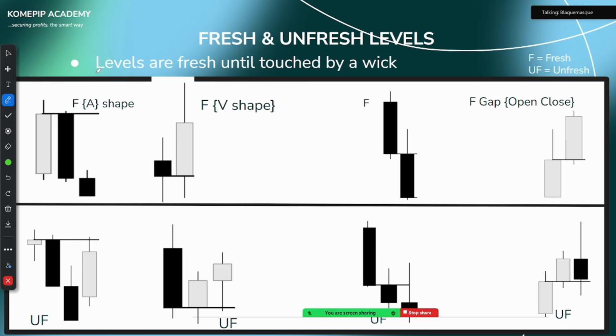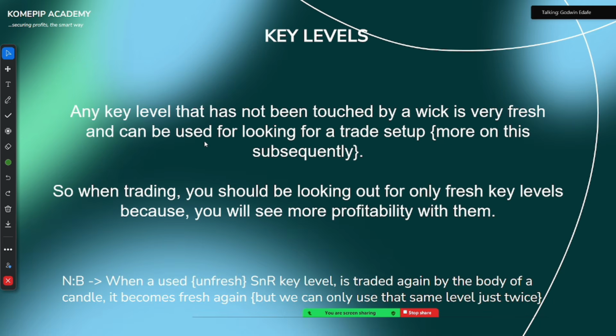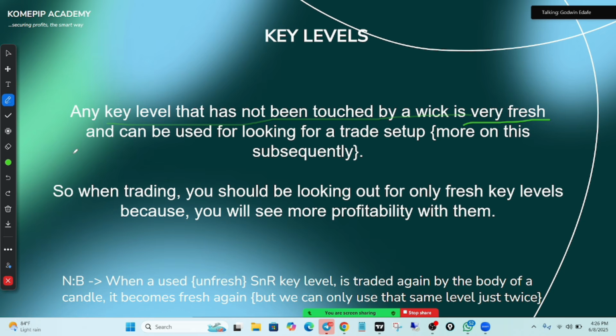So levels are fresh until touched by what? By a wick. It is a wick that invalidates the freshness of that level. So pay attention. Any key level that has not been touched by a wick is very fresh and can be used for looking for a trade setup.